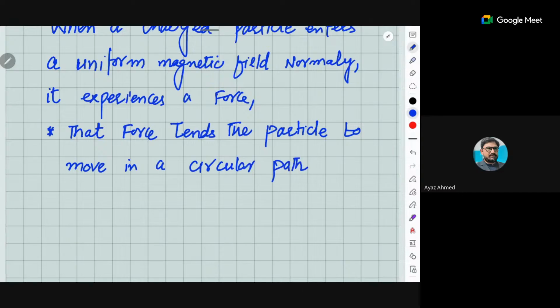The most important thing: when the particle moves in a circular path, it means that the force we are talking about behaves just like a centripetal force, isn't it? Am I right? This tells us that the force I am talking about behaves just like the centripetal force. That centripetal force is basically responsible for bringing the charged particle into a circular path. Right? Are you getting my point? Yes. So that force acts as a centripetal force.